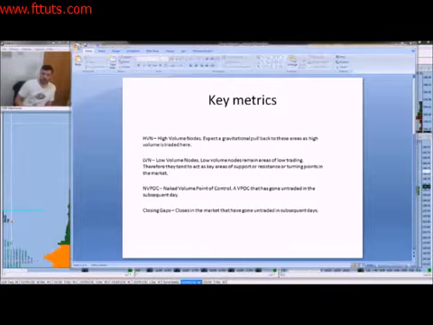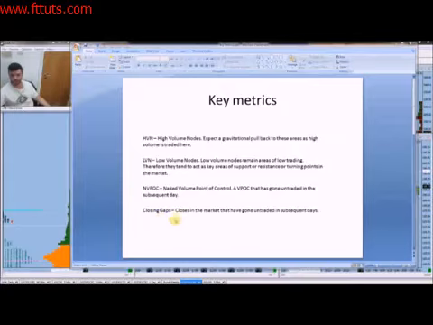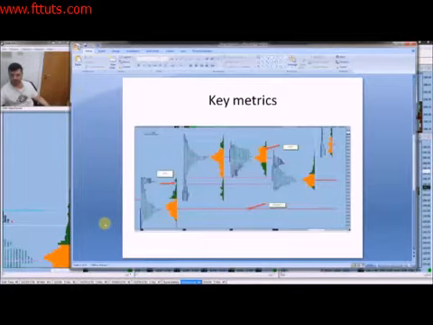Closing gaps are closes in the market that have gone untraded in subsequent days. And closing gaps also act as significant support and resistance. The longer that the closing gap has been within the market, the stronger the resistance becomes, even though it hasn't actually traded there. So, four quite simple concepts, but we're going to go through them in real-time charts as well as our charts that we've got here.